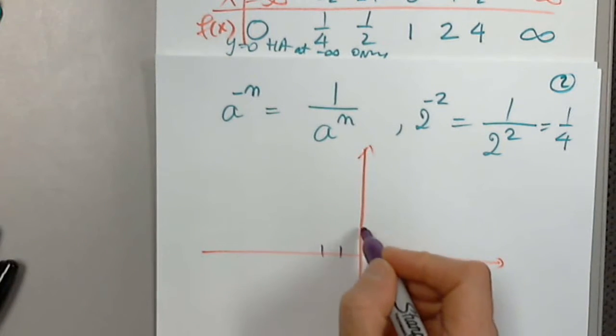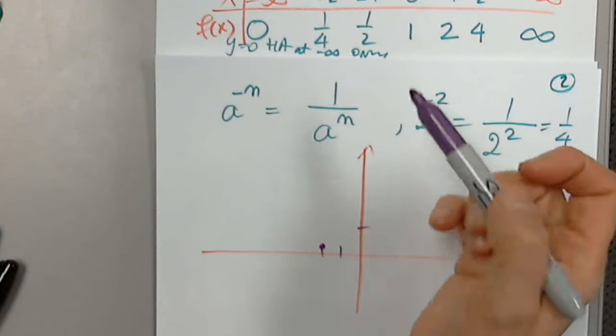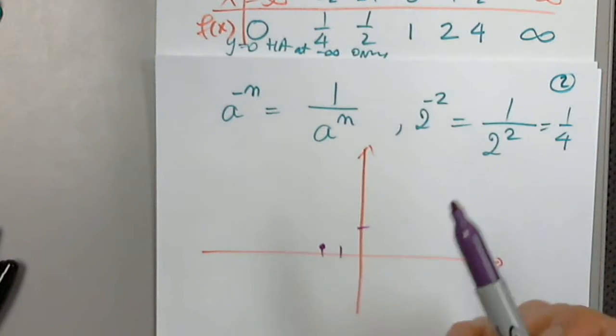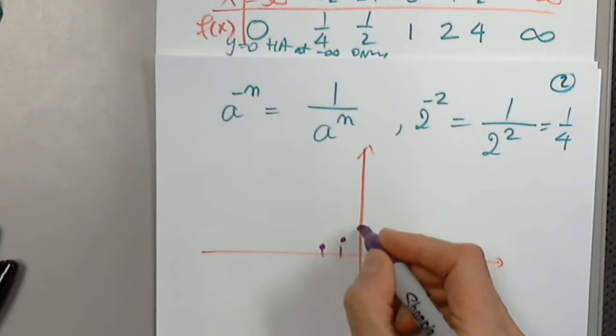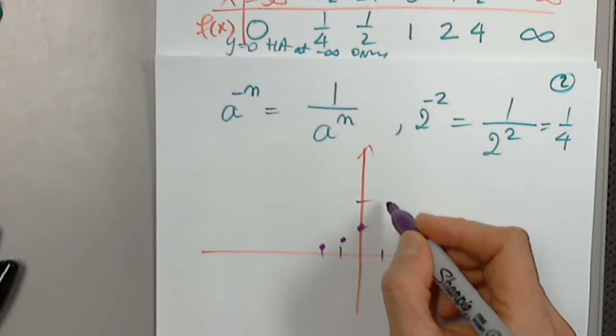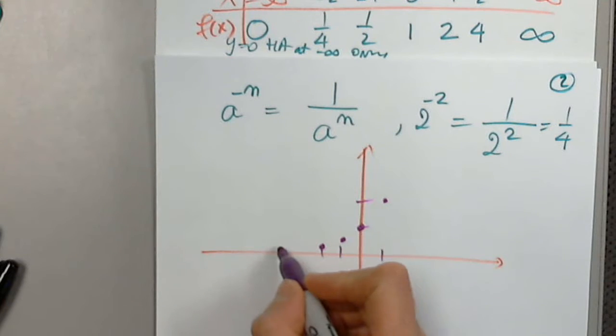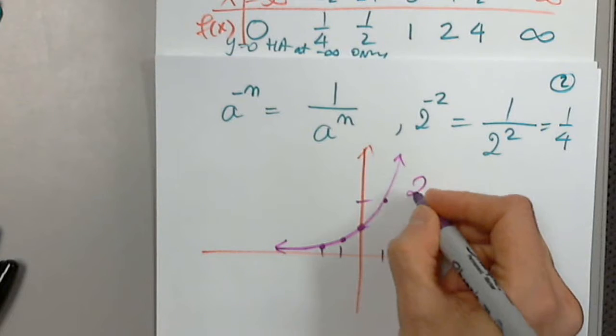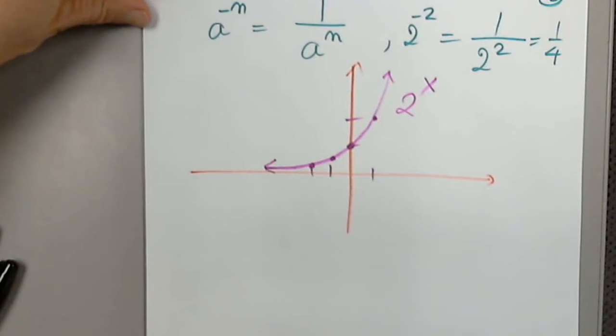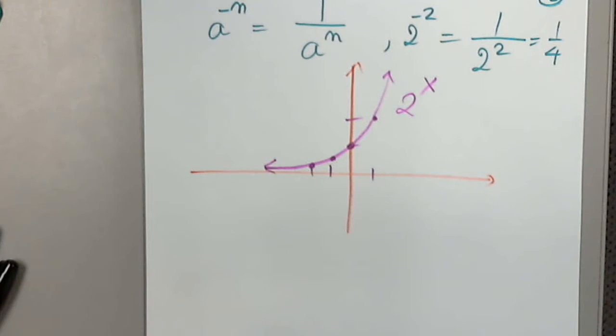-2, 1/4. Very good. Kind of difficult, I'm going to say here. The next one. Next one. 0, 1. Very good. Next one. 1, 2. And so on and so forth. So this is a graph of 2 to the x. We have a lot to say about this function.